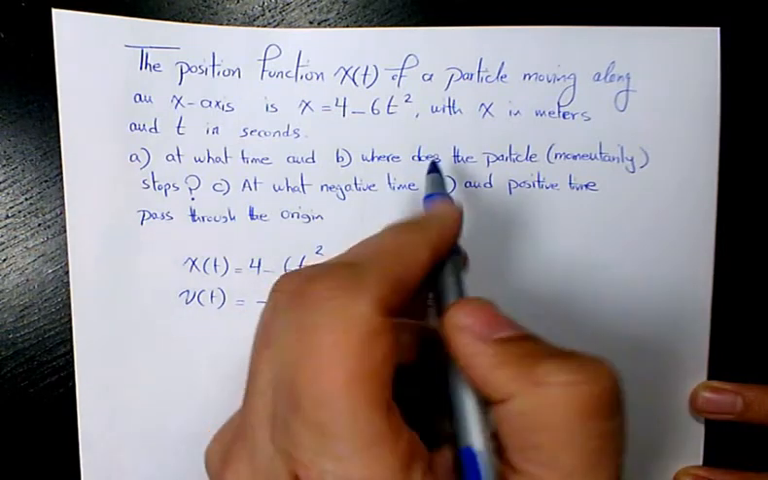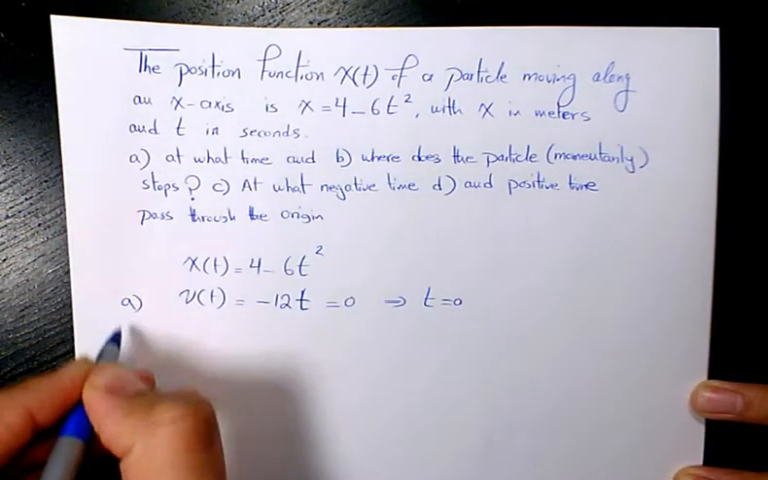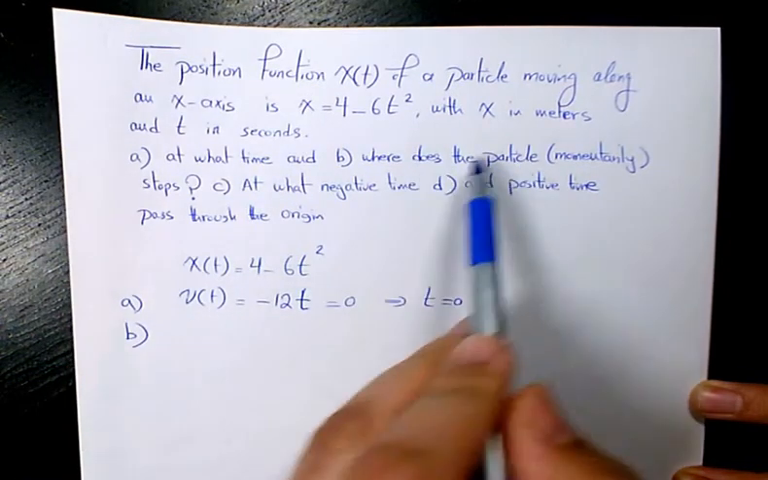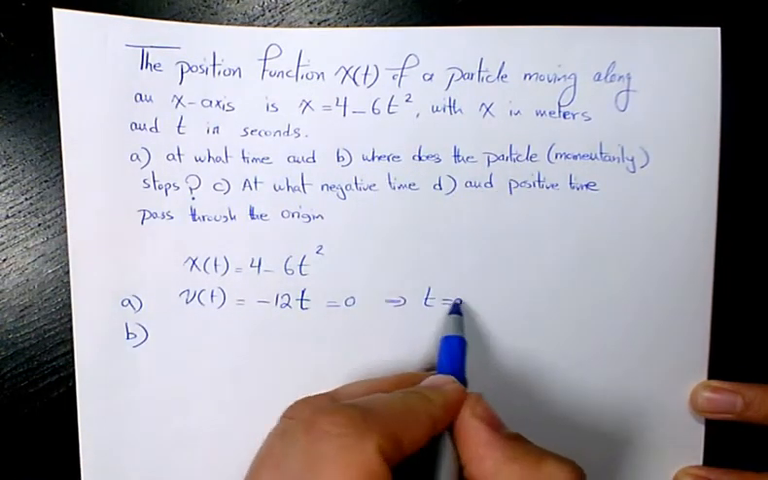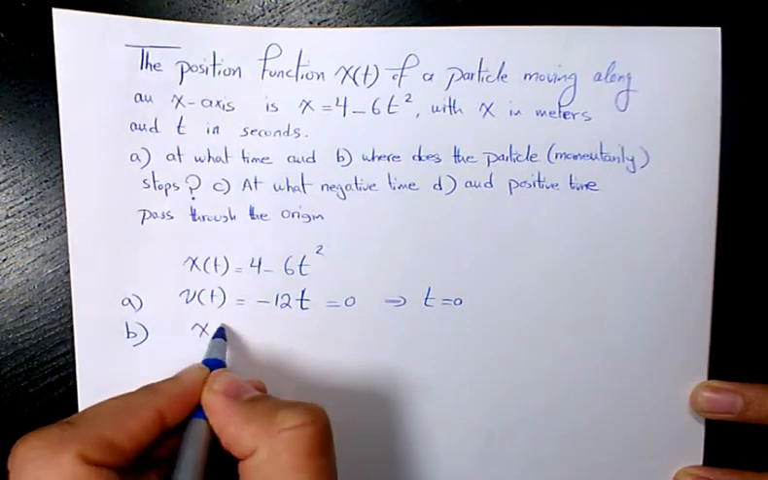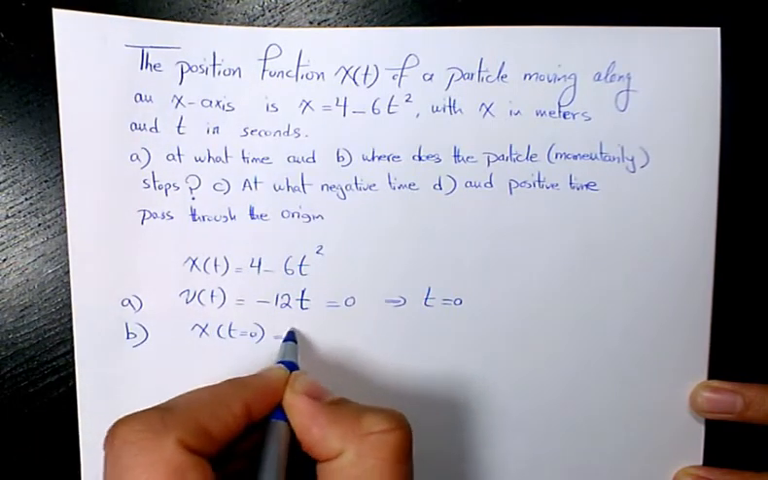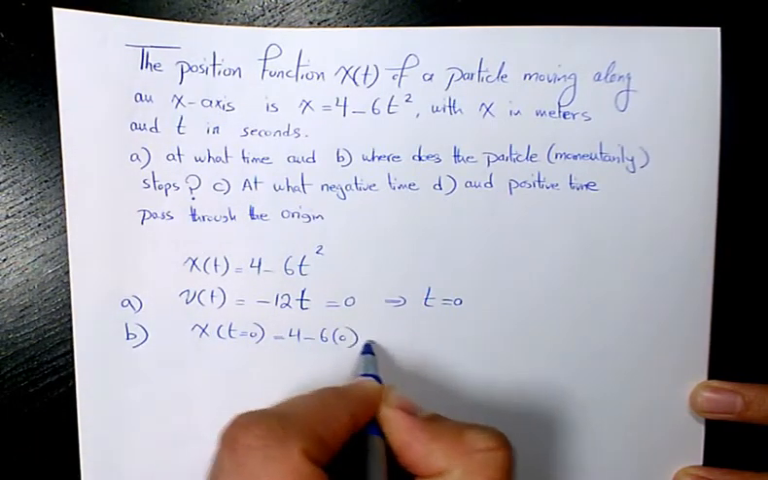In order to find the location, which we need to answer part B, where does that happen? t equals 0, we sub it there. It's going to be 4 minus 6 times 0. It's going to be just 4.